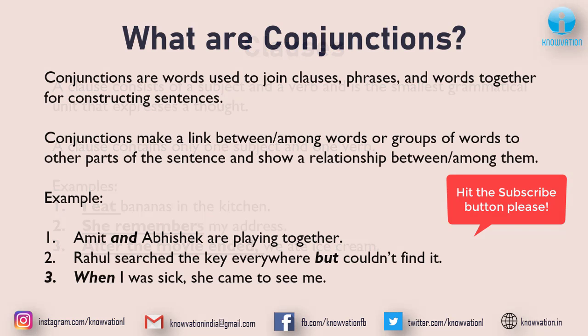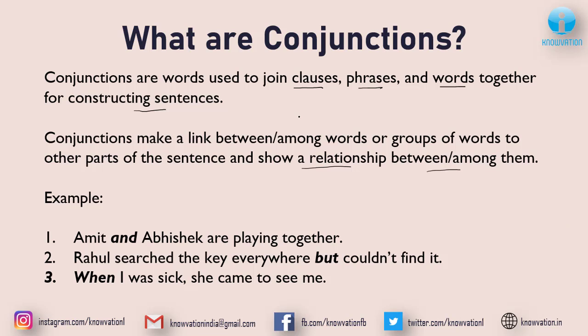So friends, now is the time to know what are conjunctions. Conjunctions क्या होते हैं? So basically these are words which join different clauses, phrases or different words together for the construction of a sentence. So जो शब्द clauses को या phrases को या words को join करें उन्हें हम conjunction कहते हैं. So they make a link between or among the words or group of words or other parts of a sentence and show a relationship between and among them. Alright, so basically link कर सकते हैं आप clauses को, phrases को, words को और उनके बीच में relation बता सकते हैं. Let's see some examples of conjunctions.